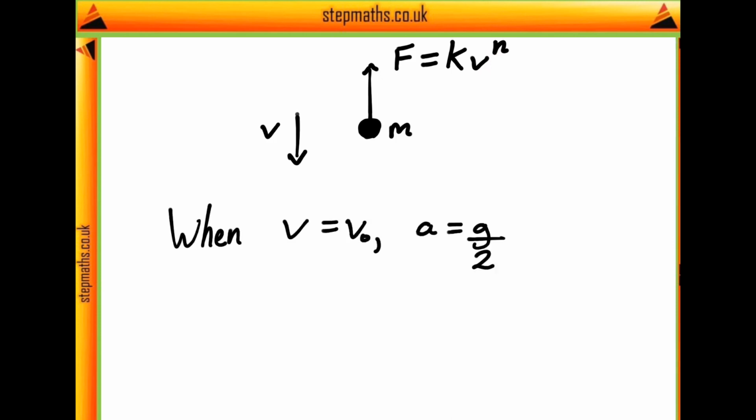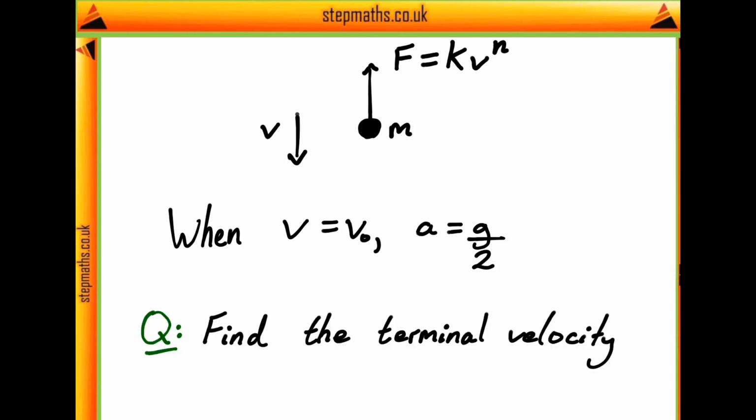The question then tells us that when the velocity v is equal to v0, then the acceleration of our mass is just half the acceleration due to gravity, g/2. Then with this information, the question asks us to find the terminal velocity of our mass. So if you'd like to have a go at this question yourself, then please pause the video now, otherwise let's have a go together.